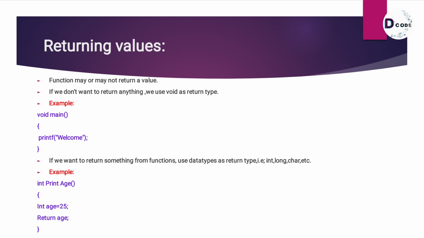And if we want to return something from the function, we use data types such as int, long, char, float, etc. as the return type. In the example, you can see that the compiler wants to return age, which is an integer. So we use int as the return type.